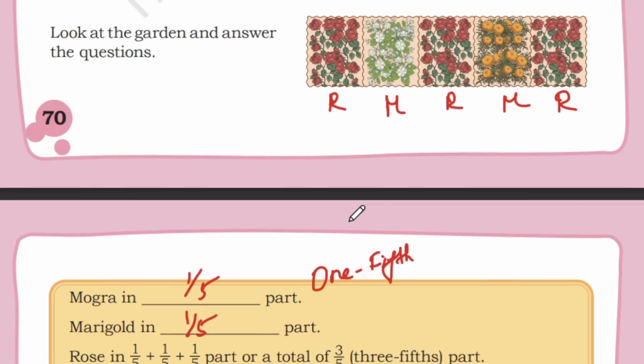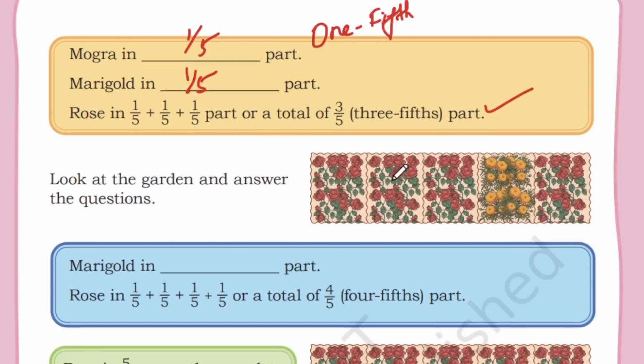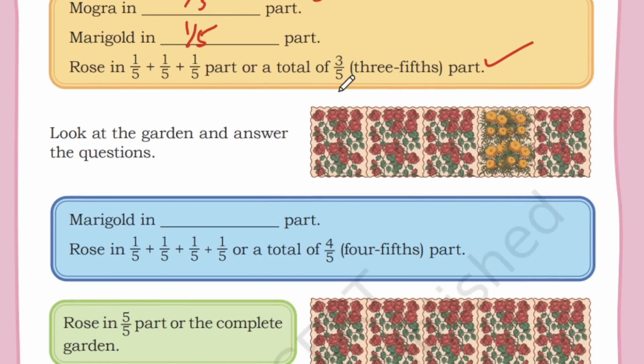Next, rose. So if you see rose, we have 1, and here second part and here third part. So 3 by 5. Okay, so rose is 1 by 5, 1 by 5, 1 by 5. The total part is 3 by 5, it is 3/5 part. Okay. So look at the garden now. So how many roses do we have? 1, 2, 3, 4 roses. So 1 by 5, 4 times. So marigold you have only one part. So this is 1/5.